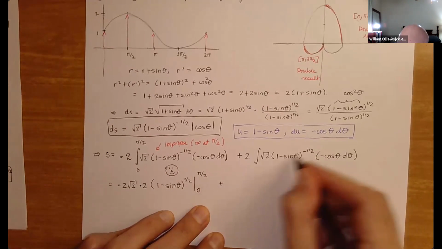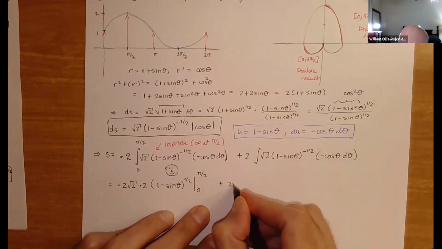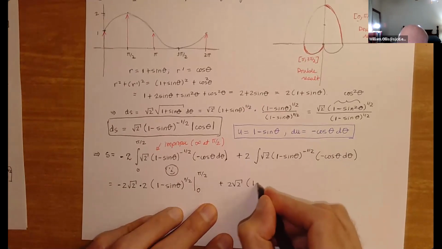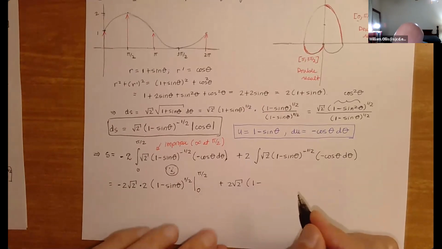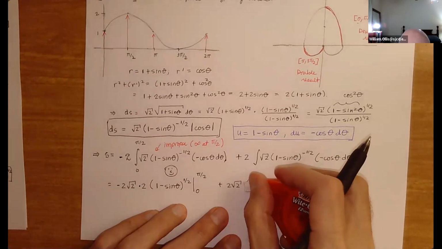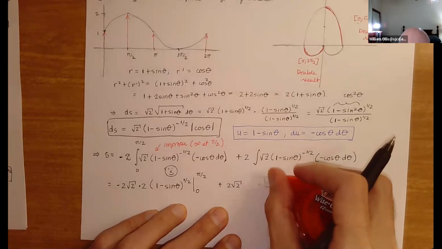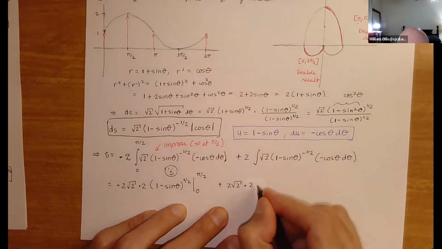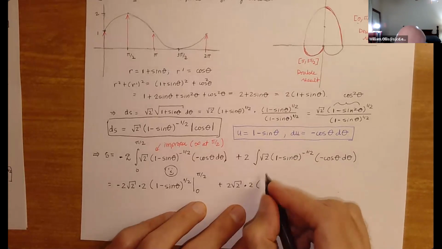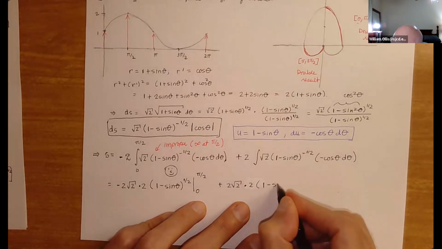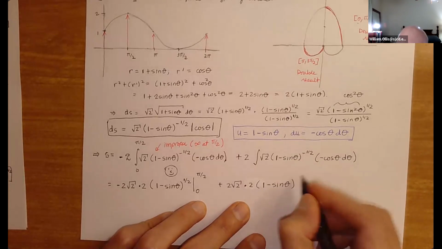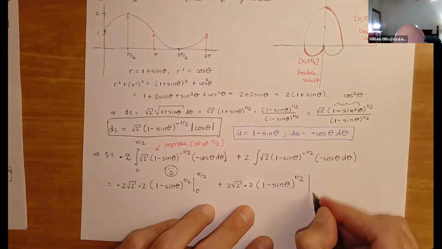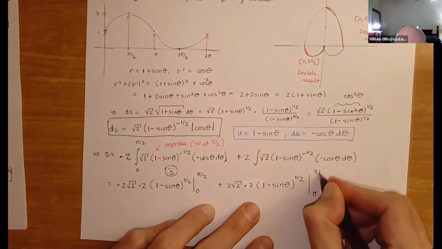Plus, 2 root 2, 1 minus, oh, and of course, add 1, divide by the new power. Let me put that in. No need to leave that out. Times 2, 1 divided by 1/2, 1 minus sine theta to the positive 1/2. Now we've got what? Pi to 3 pi over 2.